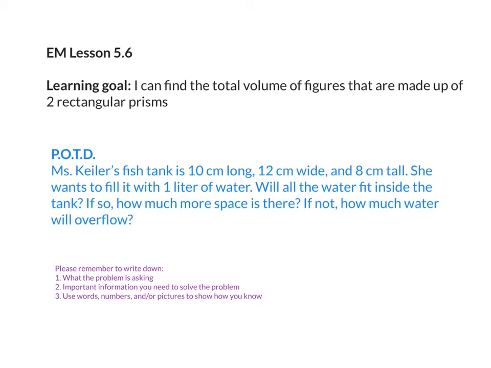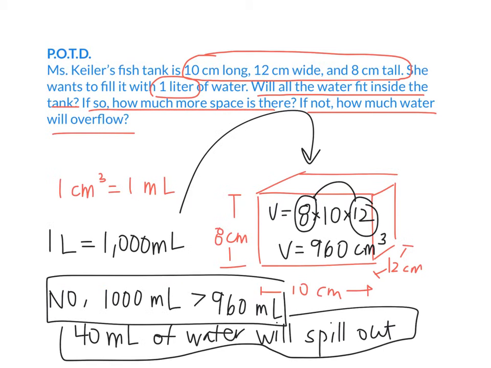Okay, today we're doing Eureka Math Module 5, Lesson 6, and today is the day after Earth Day, April 23rd, 2019. And today we're really going to focus on finding the total volume, all of the volume, of different figures that are kind of made up of more than one rectangular prism. Okay, so imagine what that might look like. Cool. Let's talk about the problem of the day.